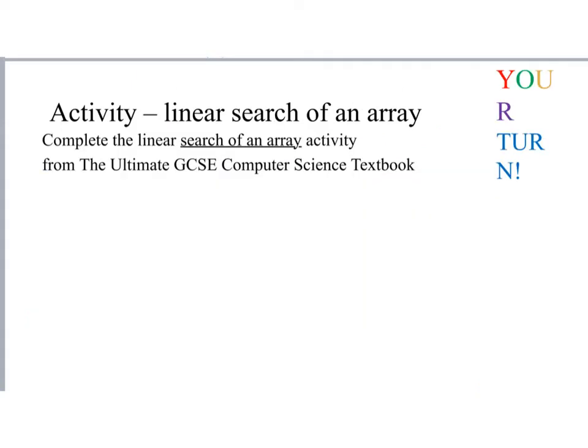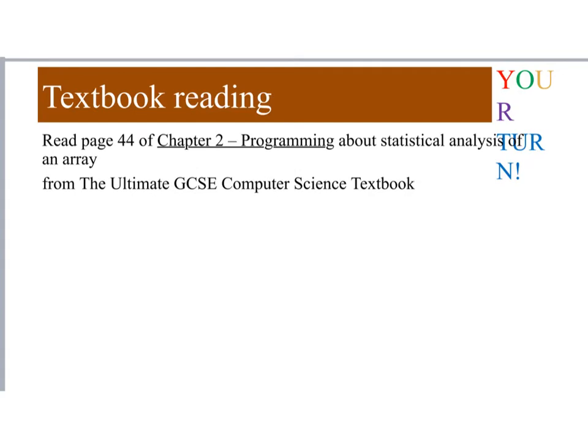Now go and complete the linear search of an array activity that should be attached to this activity, but you'll also find it in the Ultimate Computer Science textbook. I'll add it there and you can have a go. After you've done that activity, go away and read chapter 44 of the computer science textbook and have a look at statistical analysis of an array.